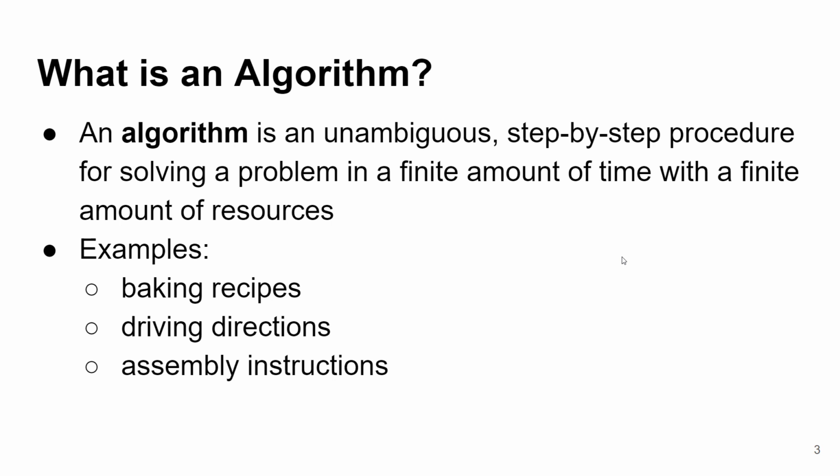Assembly instructions, right? If you've ever had the misfortune of having to assemble a piece of furniture and the instructions weren't so clear, you probably weren't given an algorithm. You were given some approximation of an algorithm. But in all cases here, whether it's a recipe, a set of driving directions, or some assembly instructions, in each case, you have, hopefully, an unambiguous step-by-step procedure for accomplishing some task in a finite amount of time. So these are all algorithms for that reason.